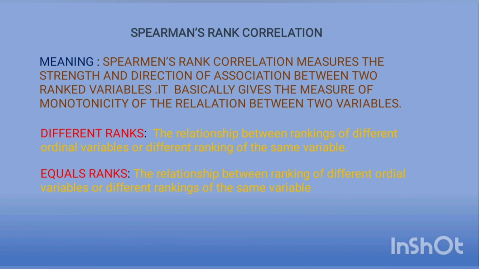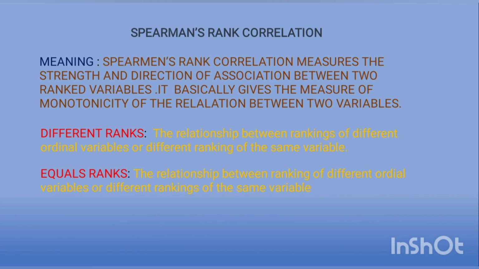Spearman rank correlation measures the strength and direction of association between two ranked variables. It basically measures the monotonicity of the relationship between two variables, which means we can get the relationship between two variables using Spearman rank correlation.